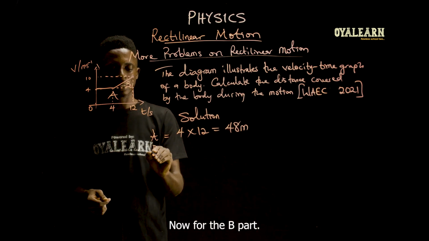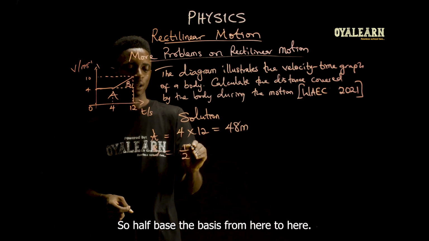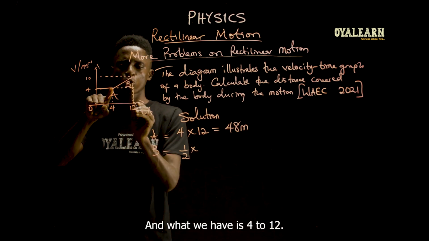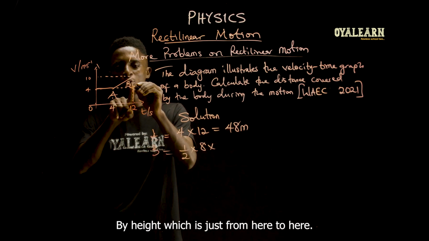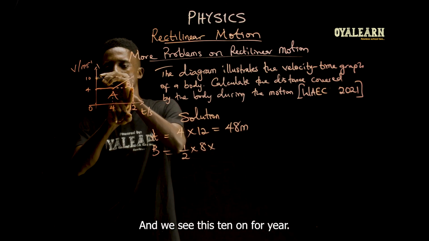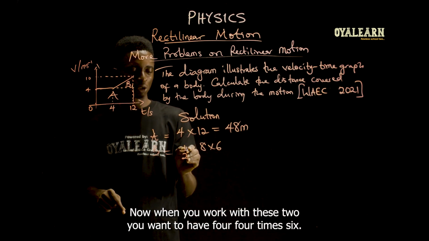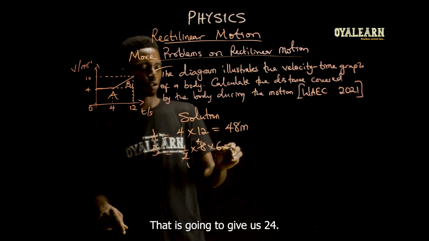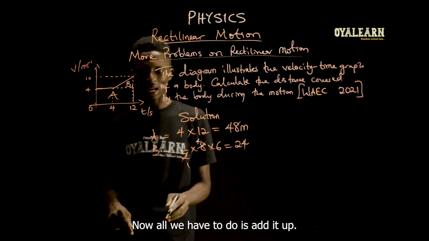Now for the B part, what we have there is a triangle, so half base. The base is from here to here, and what we have is 4 to 12, that will give you 8, multiplied by height, which is just from here to here, and we see there's 10 and 4 here, that gives you 6. Now when you work with this, 2 here 1, 2 here 4, 4 times 6, that is going to give us 24. Now all we have to do is add it up.